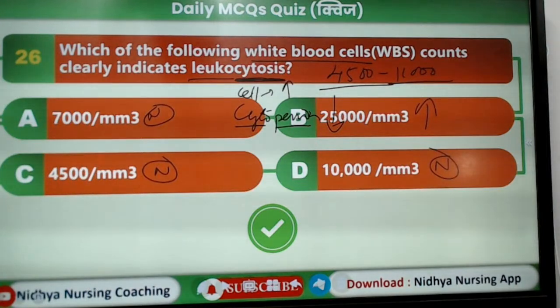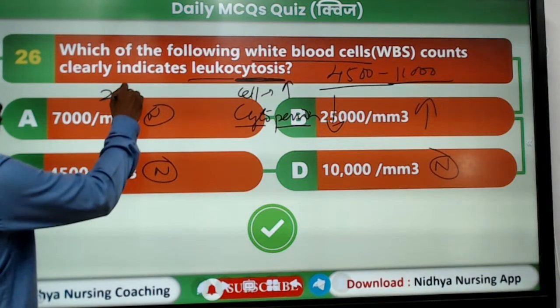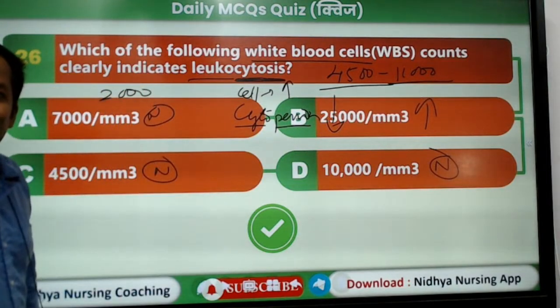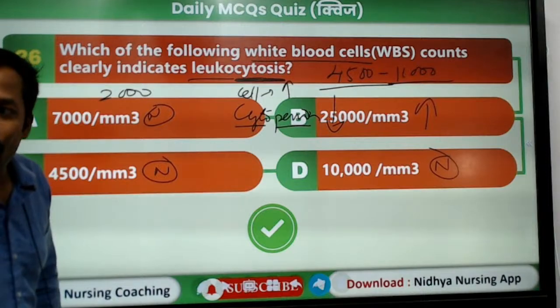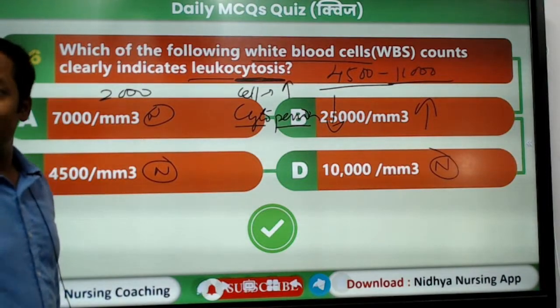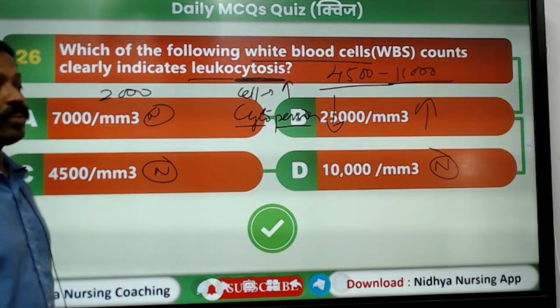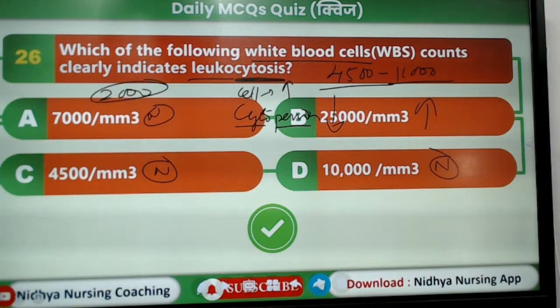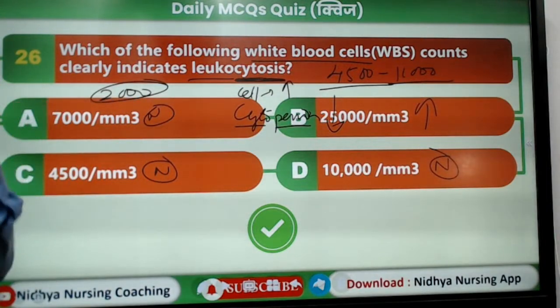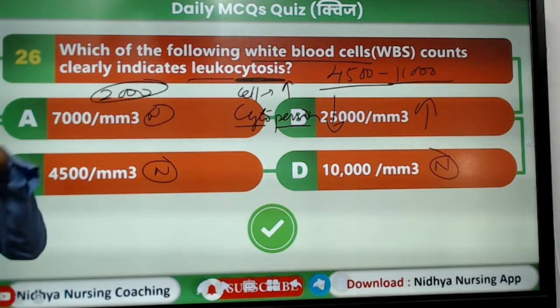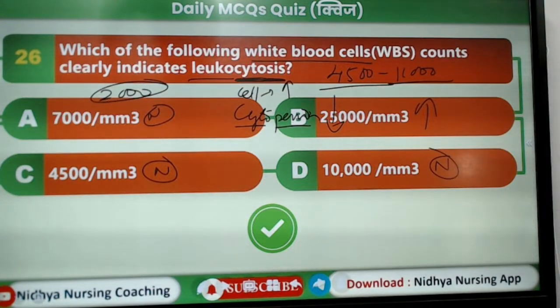25,000. So if the option is 2,000, then what does that mean? Leukocytopenia. If the WBC count is 2,000, that is termed as leukocytopenia. Penia. Got it?